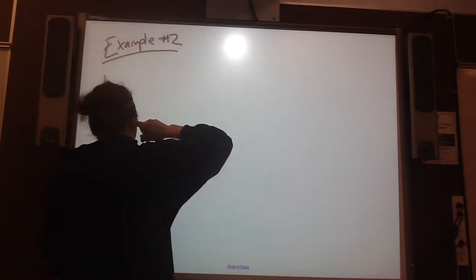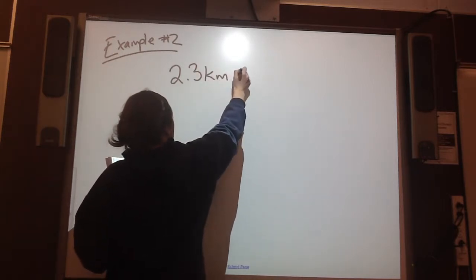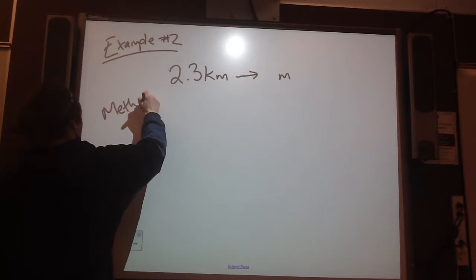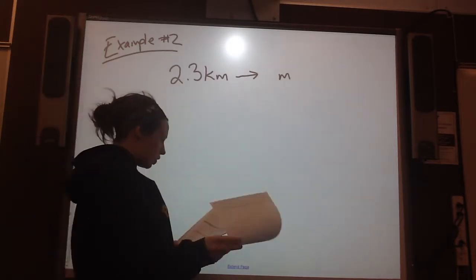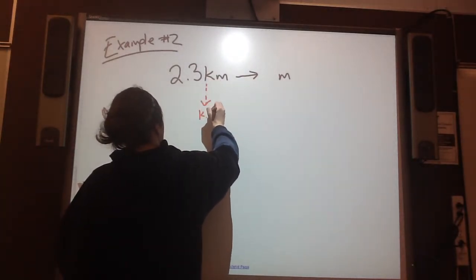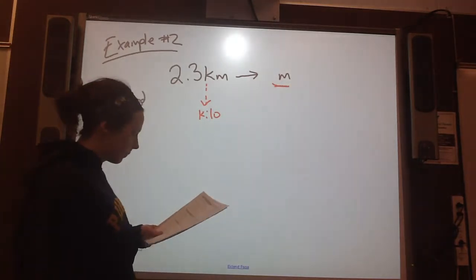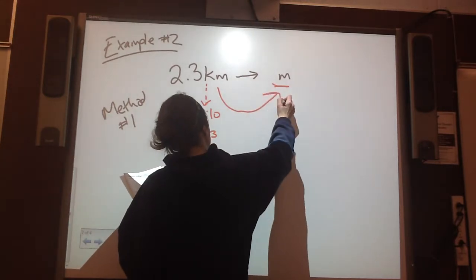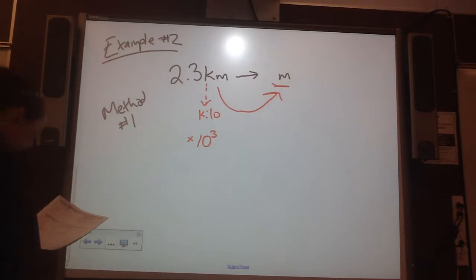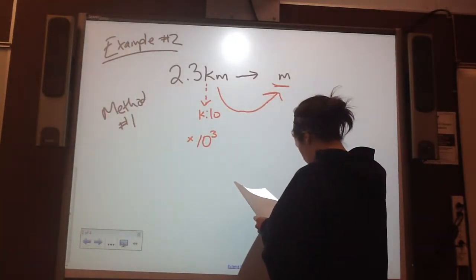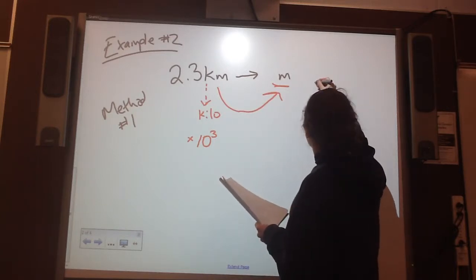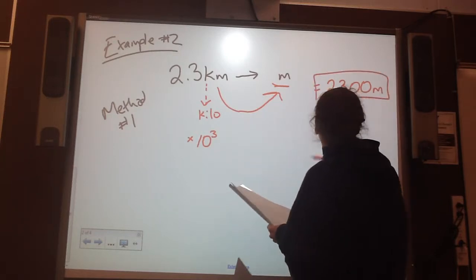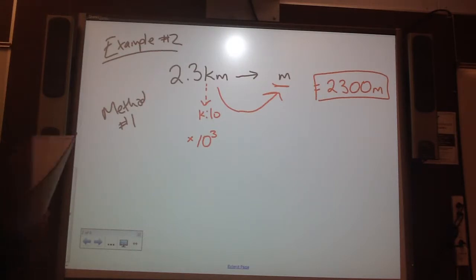So example number 2. Say I have 2.3 kilometers and I want to convert that into meters. So method 1. I look at my data sheet. I look at kilo and compare it to my base unit, which is meters. Comparatively, kilo is times 10 to the power of 3. So to go from kilometers to meters, I just need to multiply by 10 to the power of 3. When you put that into your calculator, you will get 2,300 meters. Which makes sense because we know there are more meters in 1 kilometer.